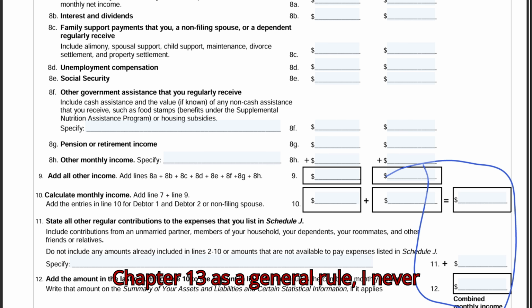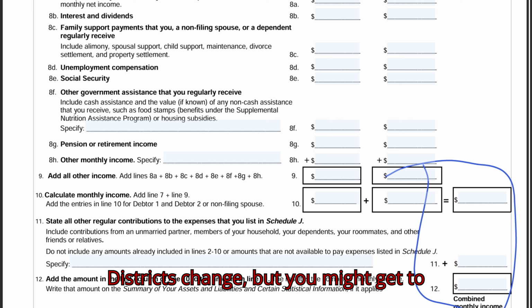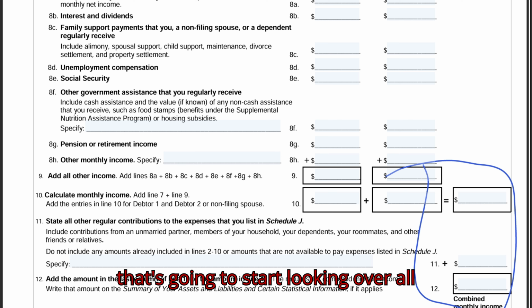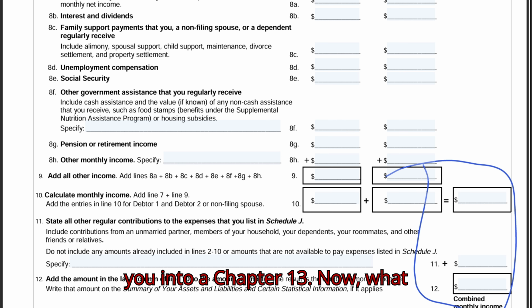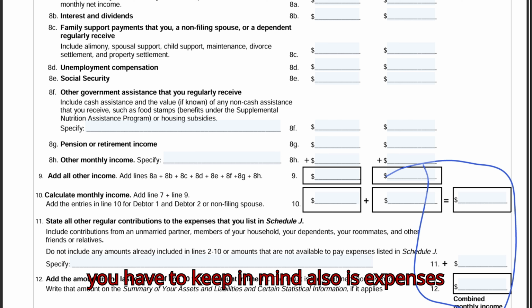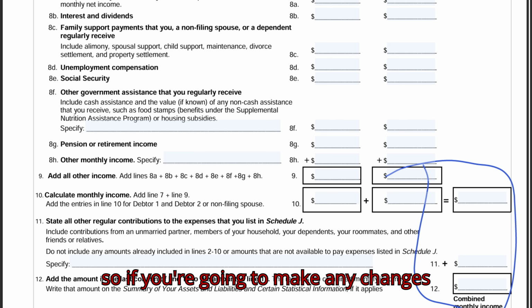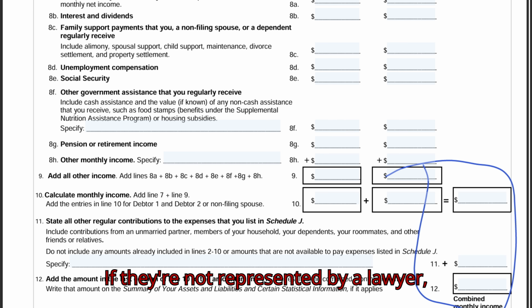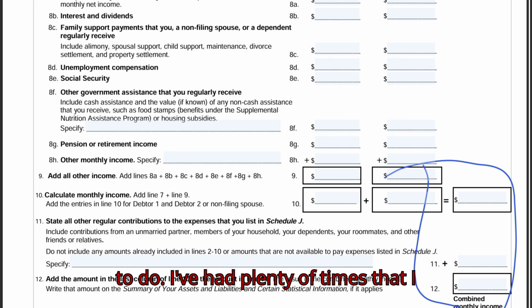As a general rule, I never had any problems under $100 per month. Districts change, but you might get to $125 per month, and you have a trustee that's going to start looking over all your expenses to make sure your expenses aren't too high, in order to force you into a Chapter 13. Now, what you have to keep in mind also is expenses change over time, and so does income. And so, if you're going to make any changes financially, please let your lawyer know. If you're not represented by a lawyer, then think twice about what you're going to do.